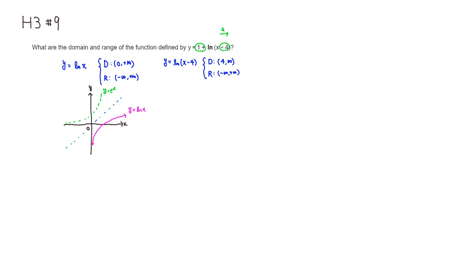And the next one is just a shift upward by 1 unit. So if you do y equals 1 plus natural log of x minus 4, vertical shifting does not affect the domain, so it's going to stay the same, 4 to infinity. It's going to affect the range in general, but in this case, it's all real numbers to begin with. If you shift it 1 unit, it's still going to be all real numbers. So those are the domain and range of the function in question.